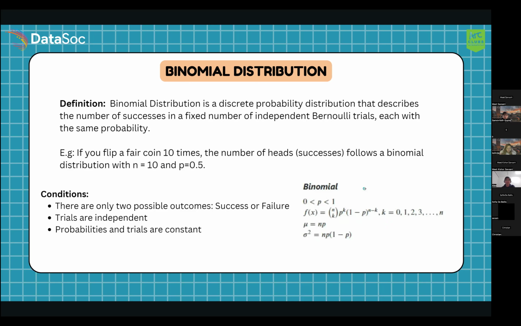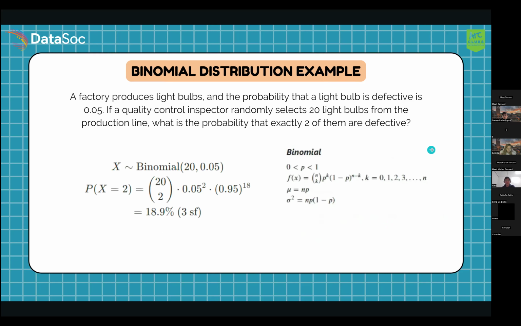The mean can be calculated using the number of trials times the probability of success, and the variance can be calculated using the number of trials times the probability of success times the complement of that. And we'll use that for our next slide, where we go over a binomial distribution example.